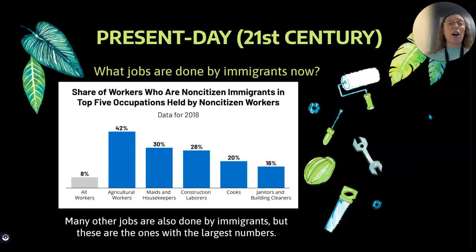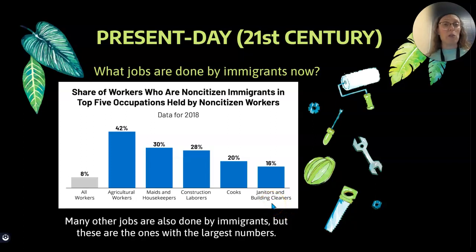So the pull factor of jobs, what jobs is it that immigrants are doing? And so here we have a chart that shows we have 8% of all workers are immigrant. So 8% of the workers in the U.S. have immigrated to the U.S. So anything that is higher than 8% means there's extra immigrants in that occupation. If you see less than 8%, you have a smaller number than just your average slice of the American workforce. We can see that immigrants are most commonly found in agricultural, maids and housekeeping, construction, cooks, and cleaning services.